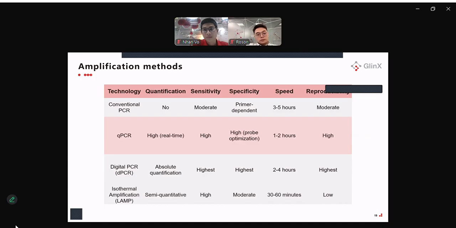And also, this kind of method is time consuming. Normally, finishing the conventional PCR needs 3 to 5 hours.